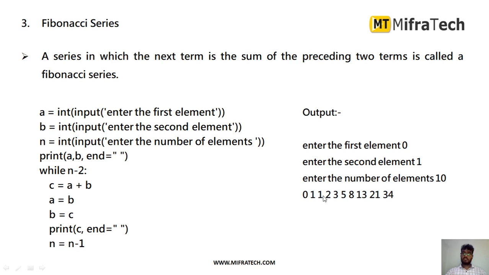So next, as you can see in the output, 0 1, the next element will be the addition of the previous two, next you can see 1 and 1 is 2, next 1 and 2 is 3, like this the addition of the previous two elements will be taken as the next third element. Like this the series will go up to however many elements you want in your series. So this is how a Fibonacci series will work.